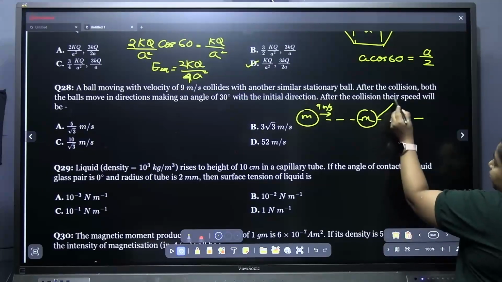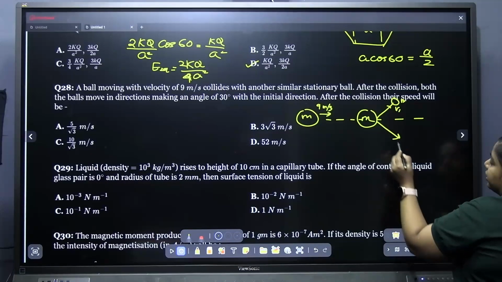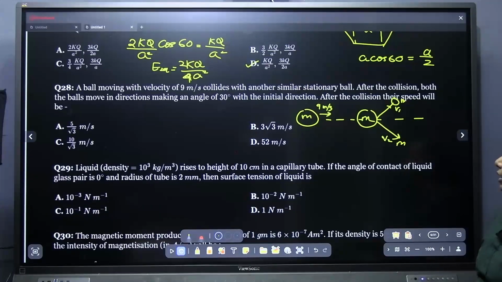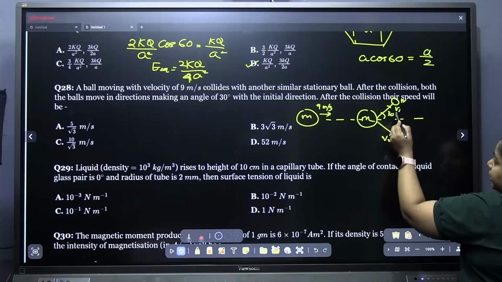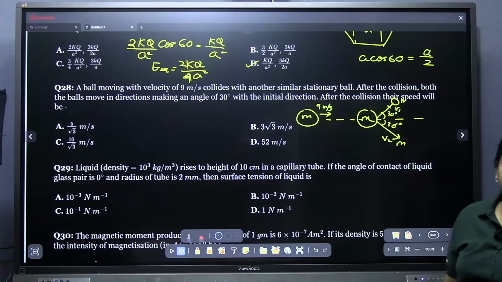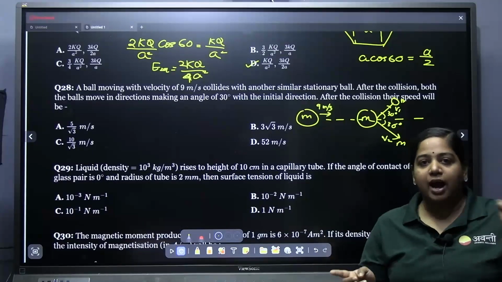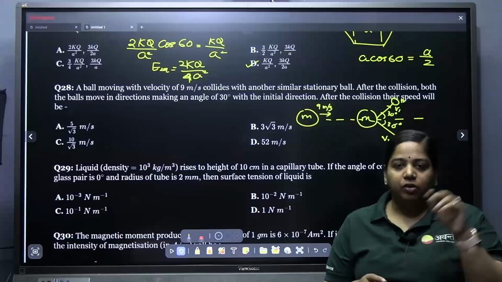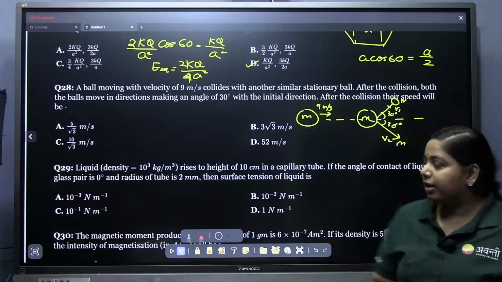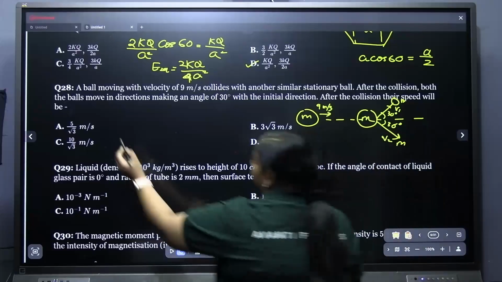After collision, one m is going in this direction, let's say with speed v1, another going in this direction with the speed v2. Okay, this angle is 30 degree. Both are making 30 degree with the horizontal. Since both mass is same, can we say that their final velocities will be half of initial velocity? Like total velocity is 9, so both will have individual velocity same only. Okay, we will use conservation of momentum.